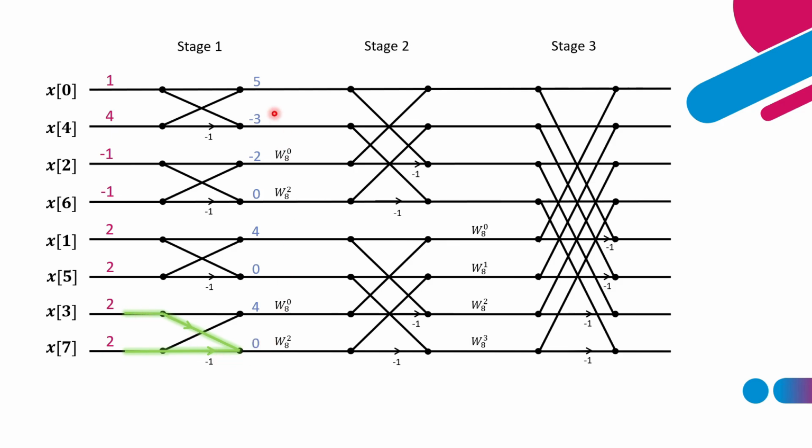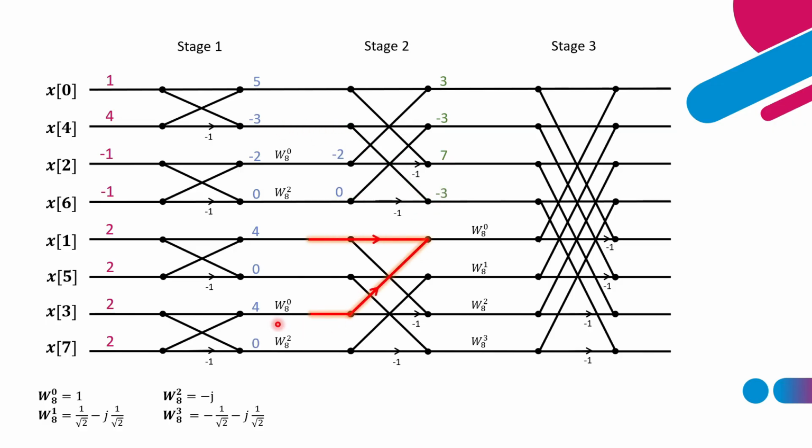The output of stage 1 is used as the input for stage 2. As for stage 2, if there is a twiddle factor, we have to multiply it with the output of stage 1. So for this one, we know that W_8 to the power of 0 is 1. So 1 times negative 2 is negative 2 plus 5 is 3. And this one is 0 minus 3 is negative 3. And then negative 2 into negative 1 is 2 plus 5 is 7. And 0 minus 3 is negative 3.